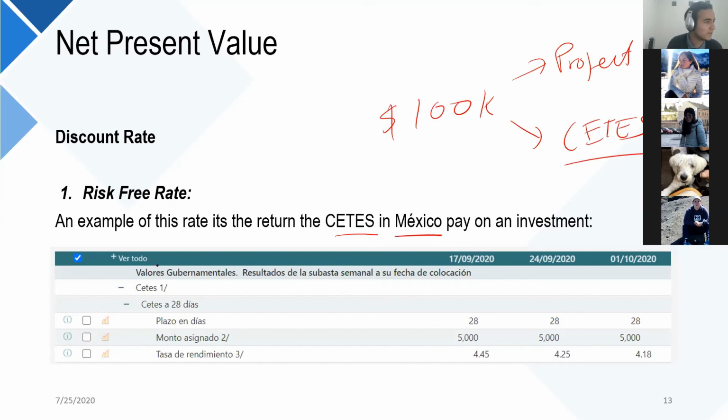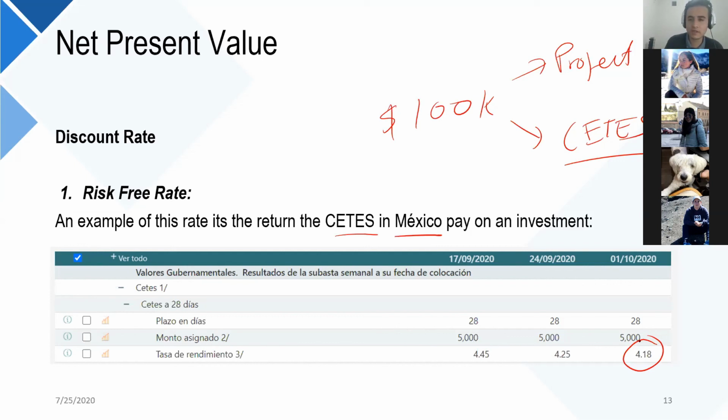So you go to the Banco de Mexico and you look for the rate. I actually added this yesterday. So this is the current rate CETES are paying. It's not bad. It's like 1% greater than inflation, but it's actually a low rate. And the reason why it's a low rate is because this is a risk-free rate. I mean, you are going to get that money, okay? So that's the risk-free rate.